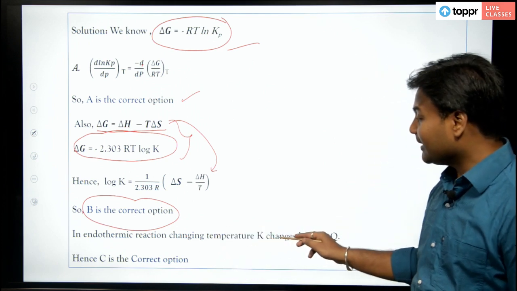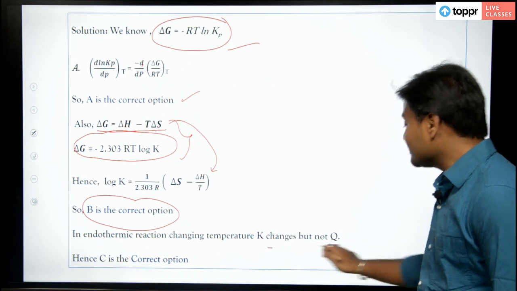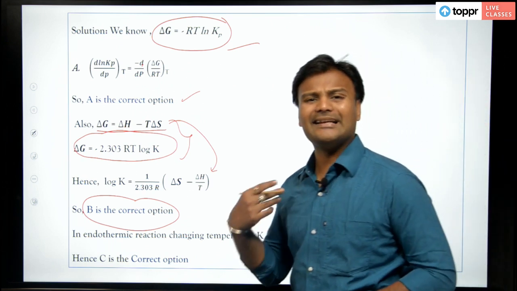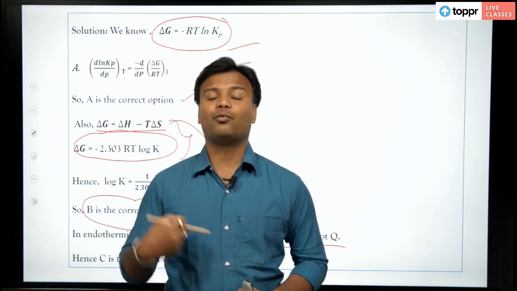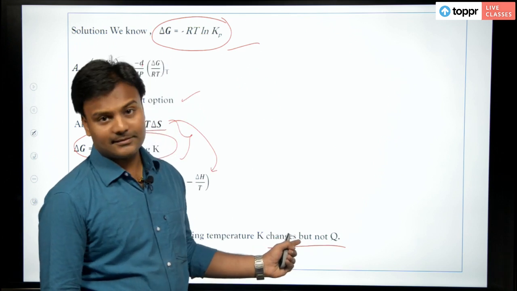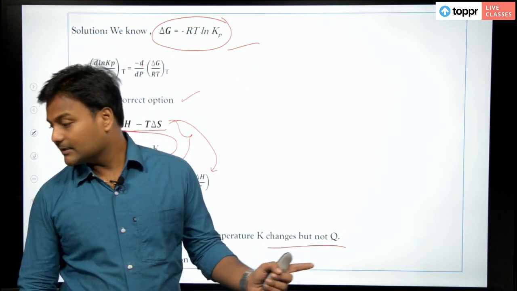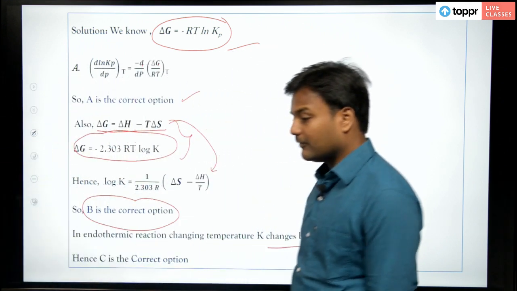In endothermic reaction, changing temperature, K changes but not Q. That is what, if you are thorough with the Le-Chatelier's principle and its factors, where exactly it is affecting, we will definitely answer this. Is it clear to all of you? Yeah, I will repeat it for you definitely.